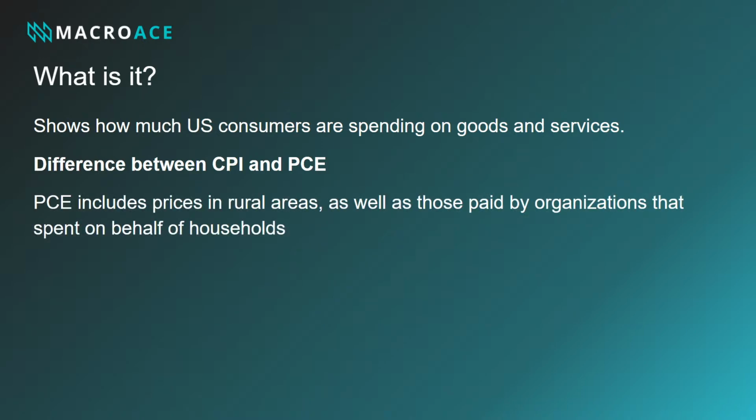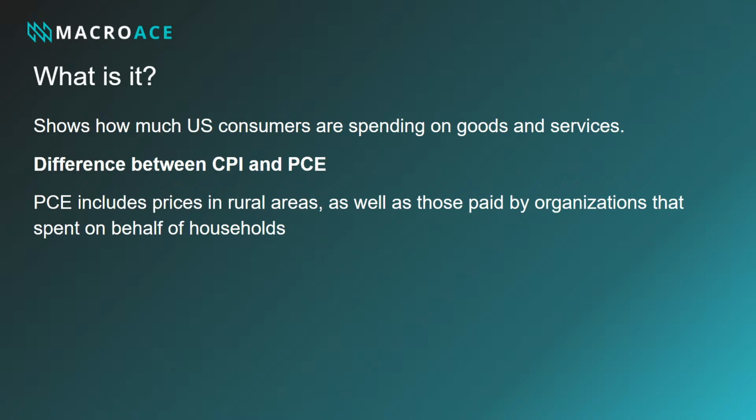First of all, PCE includes prices in rural areas as well as those paid by organizations that are spent on behalf of households. So think of the CPI as measuring urban area inflation, so your towns, your cities, whereas the PCE looks at, as said, rural areas, including towns and cities and the urban areas there.